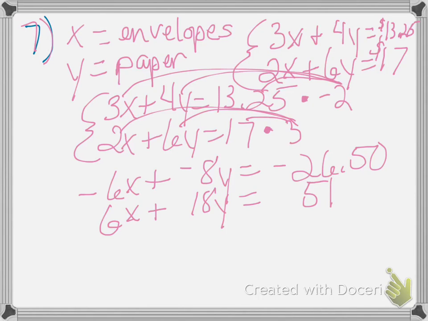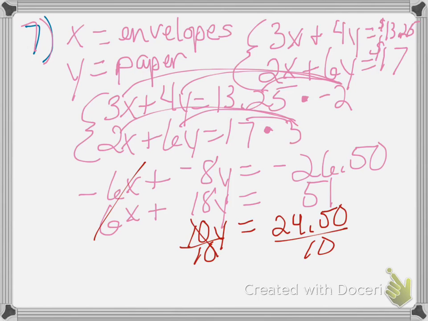Now this cancels out right here. Boom. That cancels out because y'all made it that way. And then I'm going to have -8 plus +18, which will give me 10y. And then I have -26.50 plus 51, which gives me 24.50. Okay, do not panic about there being decimals because this is money and it's no big deal. All right, now I have to divide both sides by 10.